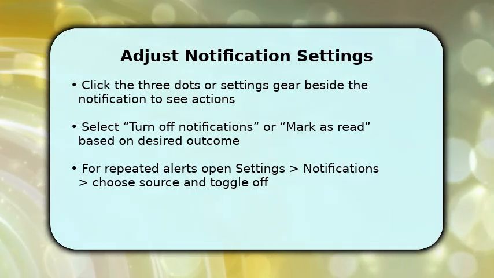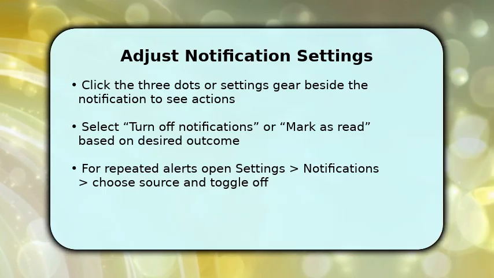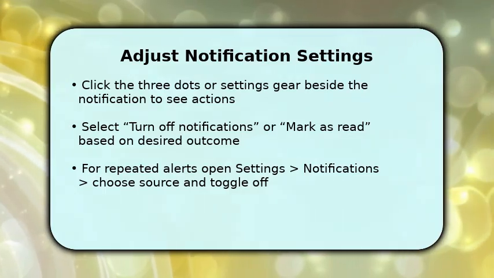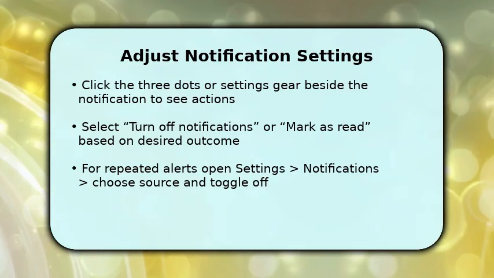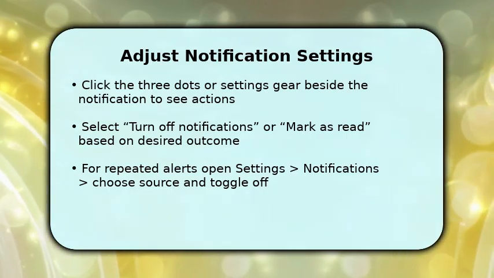For groups, pages, or event notifications, go to Settings Notifications and pick the exact source. This prevents collateral silencing. Make sure to confirm any prompts, so the change is saved.